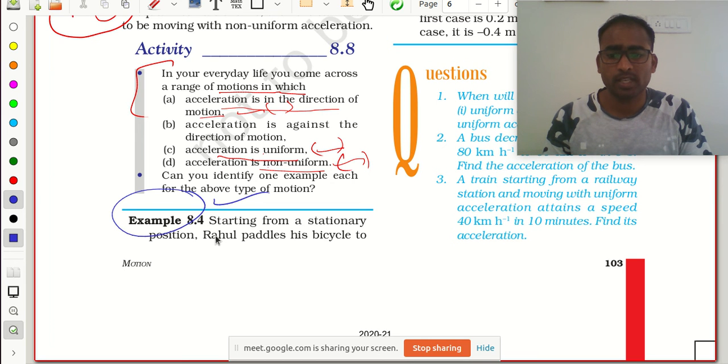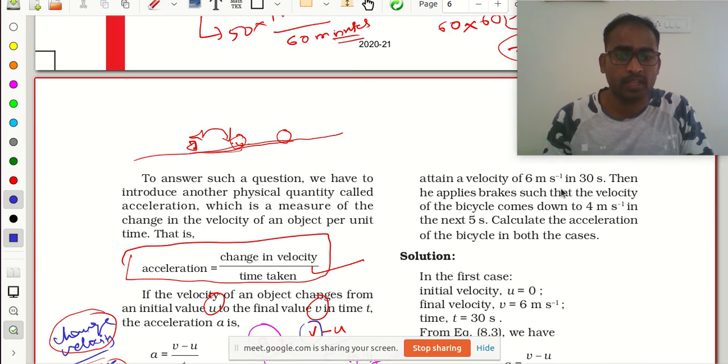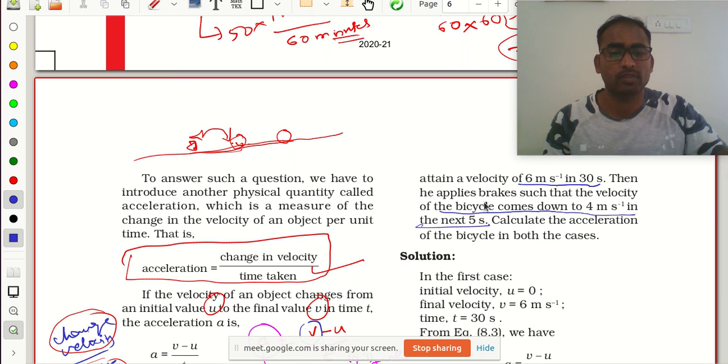Starting from a stationary position, Rahul pedals his bicycle to attain a velocity of 6 meters per second in 30 seconds. Then he applies brakes such that the velocity of the bicycle comes down to 4 meters per second in the next 5 seconds. Now we need to calculate the acceleration of the bicycle in both cases.